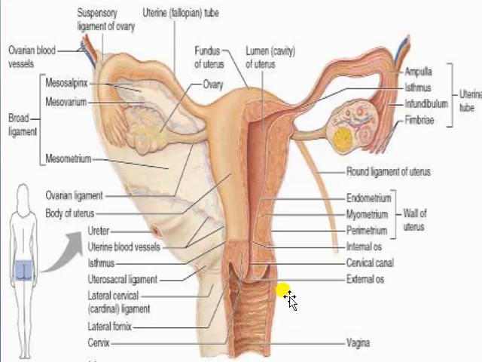In the female reproductive system, this is the vagina, this is the cervix, this is the wall of the uterus, and this is the fundus, and this is the body, and this is the broad ligament. Whatever it is, this entire thing you can call a broad ligament, and this is the fallopian tube, that is the uterine tube.